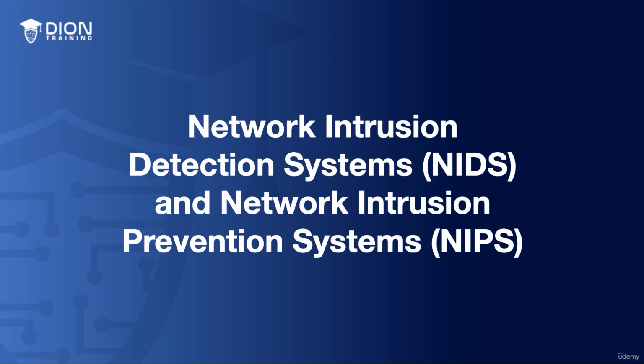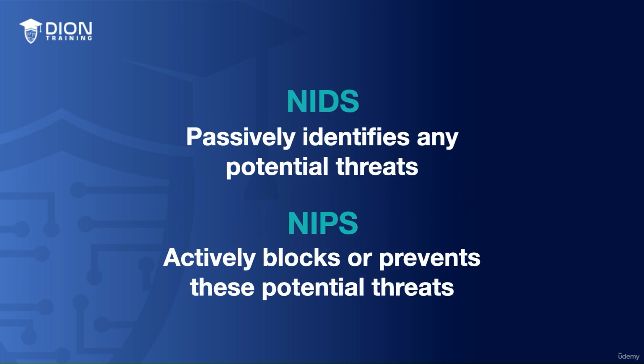Now, network intrusion detection systems, known as NIDS, or a network intrusion prevention system, known as NIPS, are used to monitor network traffic to detect or prevent malicious activities. NIDS are used to passively identify any potential threats and generate alerts when they're being detected. A NIPS, on the other hand, is going to be used to proactively block or prevent these potential threats from accessing your network in the first place.